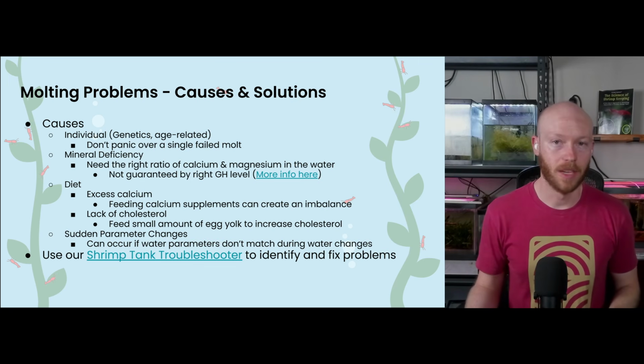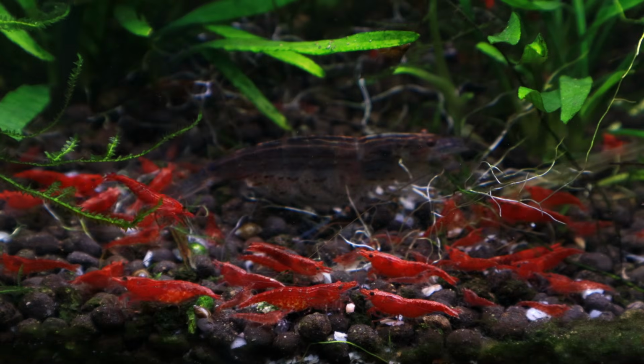Excess calcium can actually be a problem. I found that when I started feeding extra calcium, that affected the calcium levels in the water, the GH, and I started seeing some failed molts because I was feeding calcium when I didn't need to. So if you don't have molting problems, I would not suggest adding a calcium supplement. And just make sure that they have a varied diet.